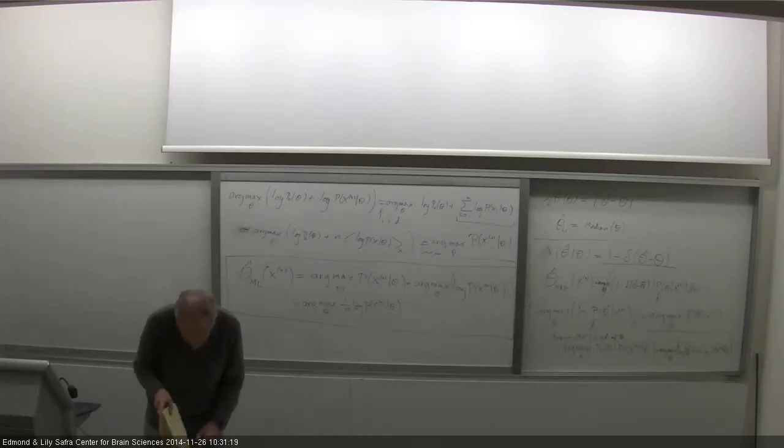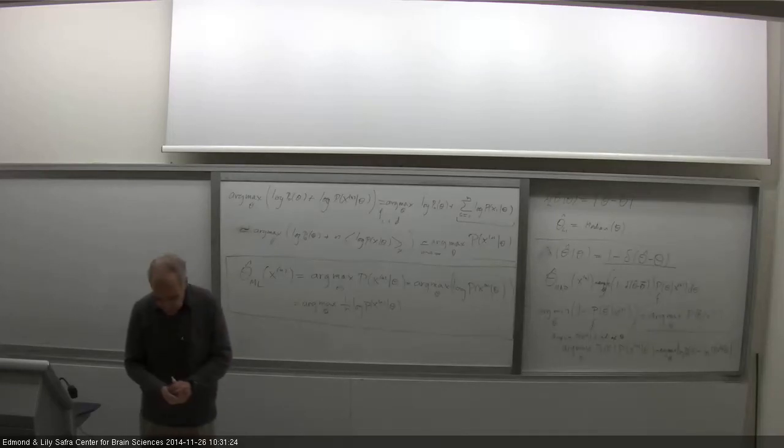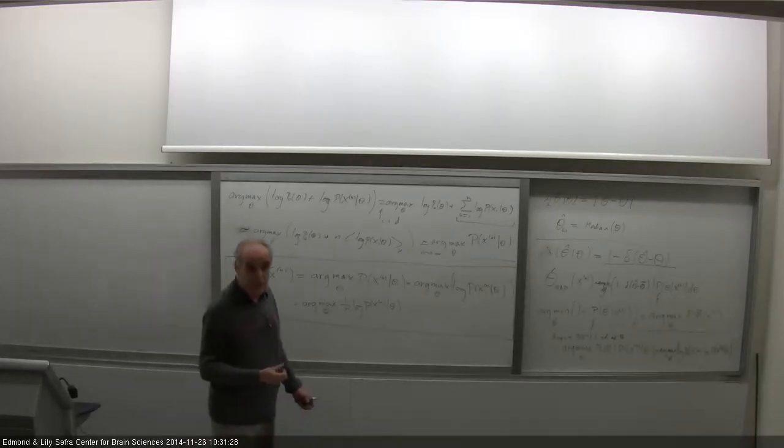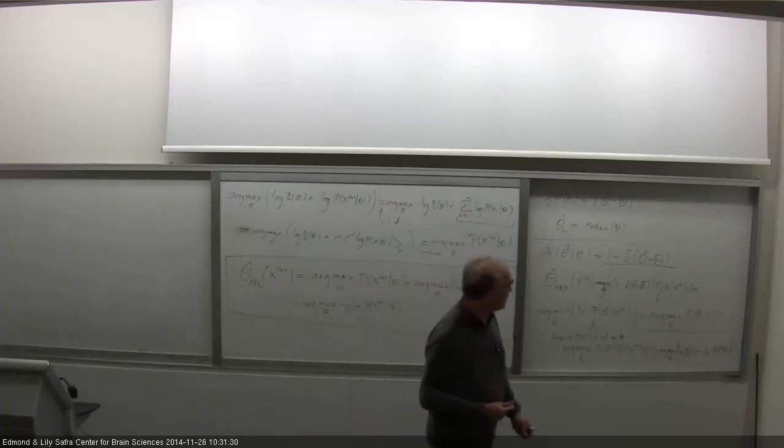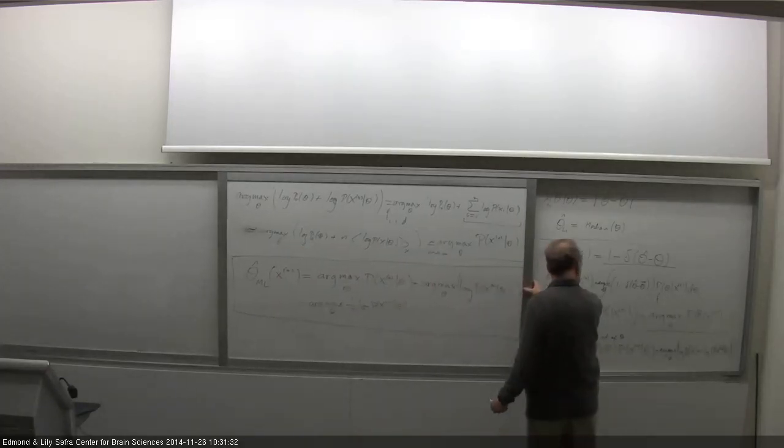So I actually wrote here a lot of examples of maximum likelihood estimators. I simply wonder how many of them I really have to do. So, for example, the maximum likelihood estimate of a Gaussian. One example I do have to show.